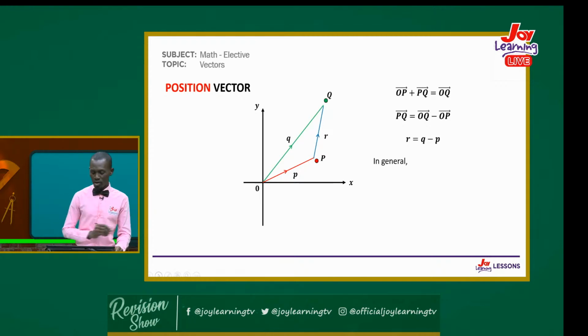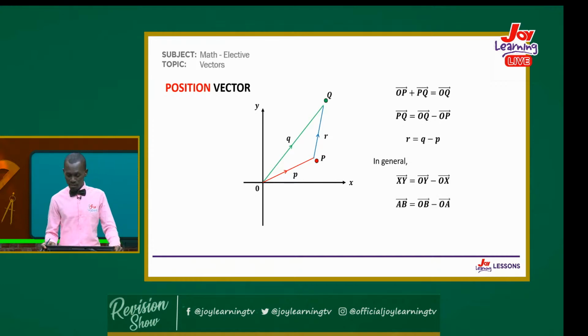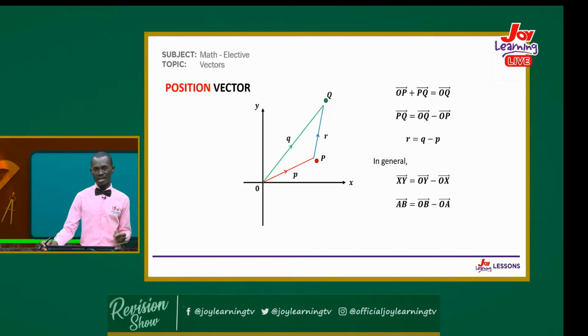So a few more examples. In general, if you had a vector XY, it would simply be OY minus OX. If you had a vector AB, it would be the same thing as OB minus OA. Now, take a step backwards. You will notice that PQ was OQ minus OP. XY is OY minus vector OX. And vector AB is position vector OB minus position vector OA. You will notice it appears to be the second minus the first.